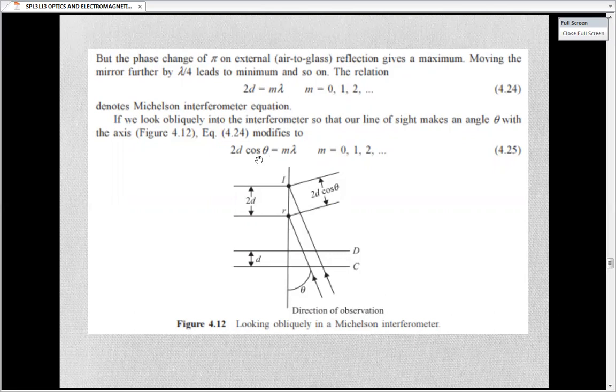Remember, if they are perfectly perpendicular such that theta equals 0, you will only have 2d equals m lambda, where m of course is the order. When theta is 0, it means the mirrors are perfectly perpendicular, and the fringes that are obtained are circular in nature. So this is just what happens when the mirrors are not perpendicular, a small deviation.